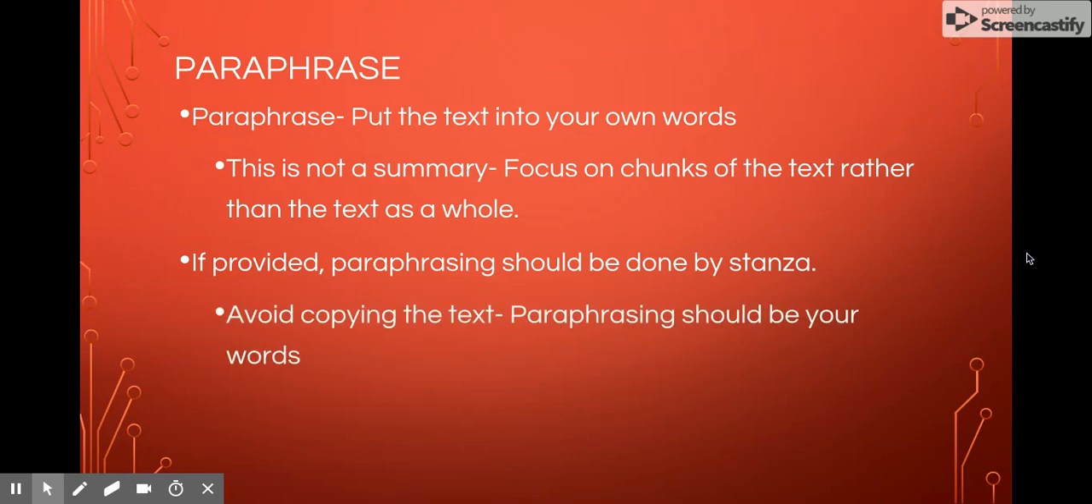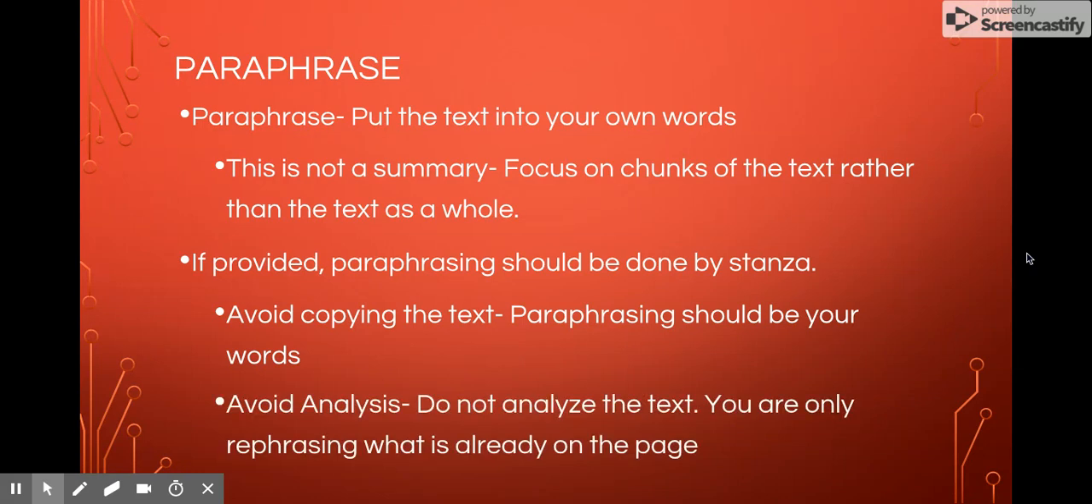You want to avoid copying the text. Paraphrasing should be your words. A lot of times you may say, well, it just says what it says. It's very straightforward. But you also have to think about how you can put those things into your own words. Additionally, you want to avoid analysis. We'll get into analysis a little bit later. But ultimately, we want to simply rephrase the text. This will allow us to understand how the poem progresses and what ideas are in the poem. And then later on, we can start to think about why those ideas are actually in the poem.